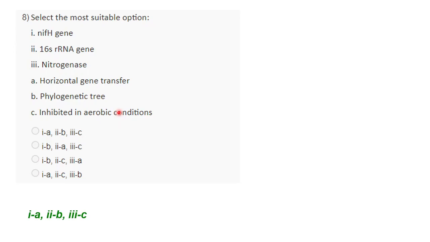And then nitrogenase. I talked about nitrogenase previously. Nitrogenase is inhibited in the presence of oxygen, and that's why free living diazotrophs, or free living nitrogen fixing bacteria, need to protect the nitrogenase from surrounding oxygen. So nitrogenase gets inhibited in aerobic conditions, in the presence of oxygen. So she's correct. It will be 1A, 2B, and 3C.